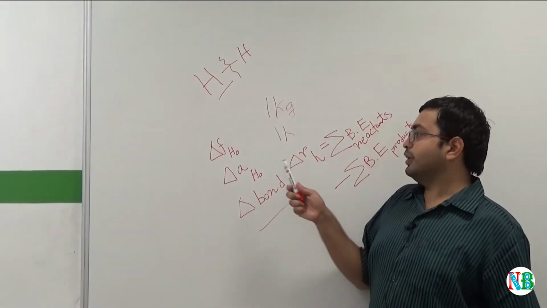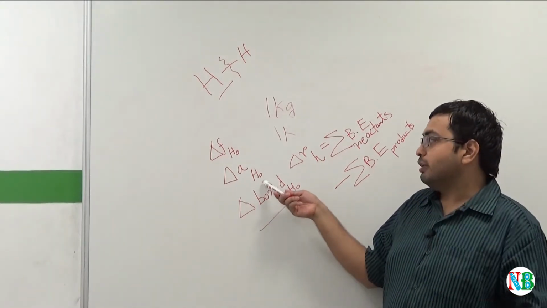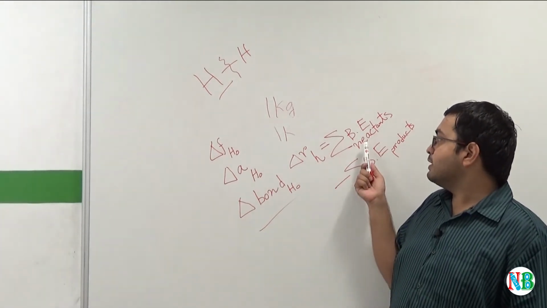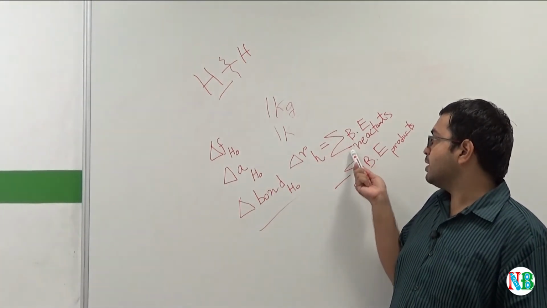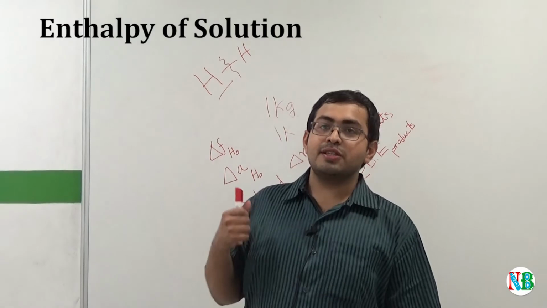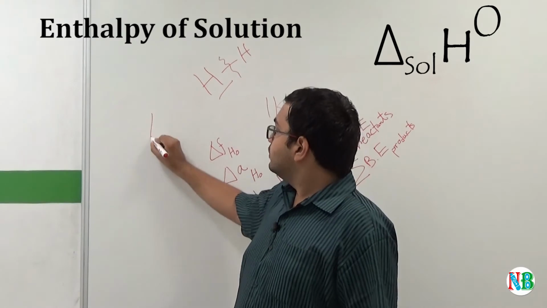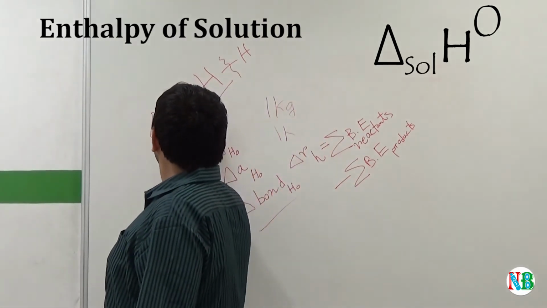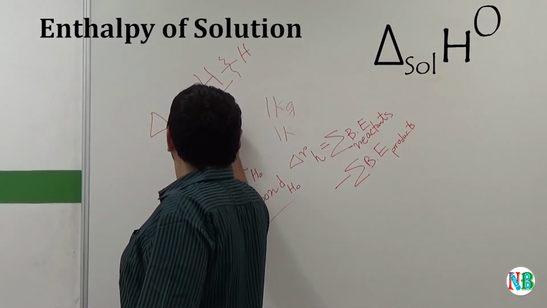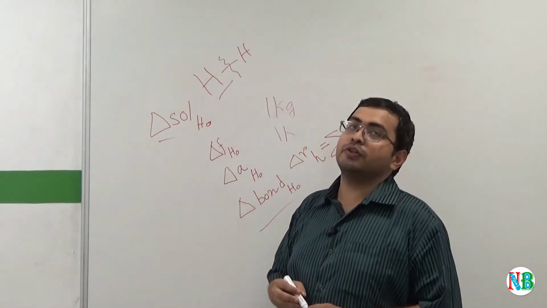So we have studied standard enthalpy of formation, we have studied standard enthalpy of combustion, we have shown standard enthalpy of atomization, and bond enthalpy, which is defined as the summation of the bond enthalpy of the reactants minus the summation of bond enthalpy of the products. Next is the enthalpy of solution. Enthalpy of solution is denoted as Δsol H°. So this is the solution enthalpy or enthalpy of solution.